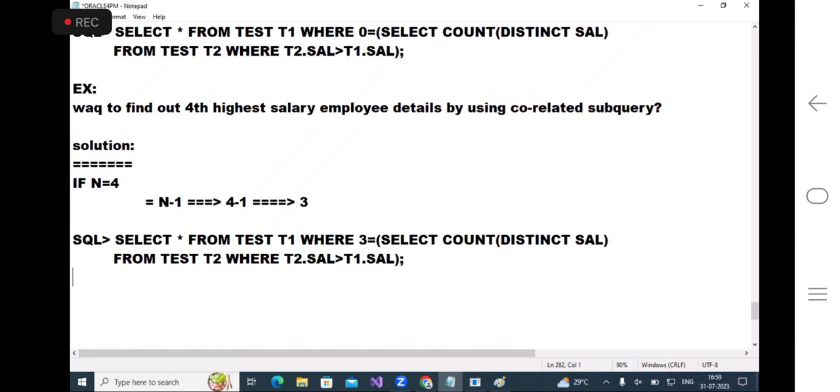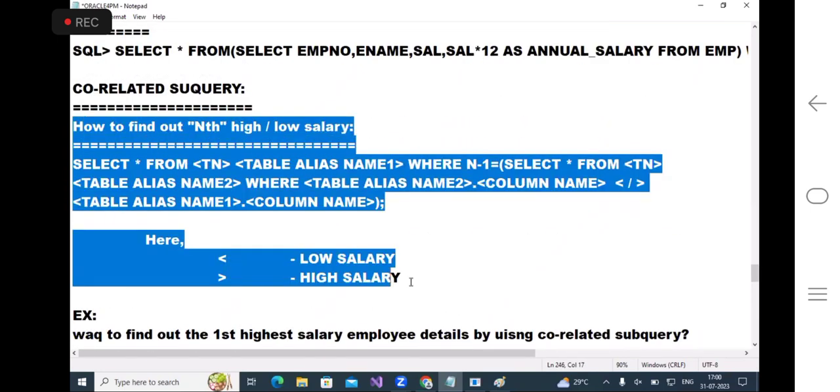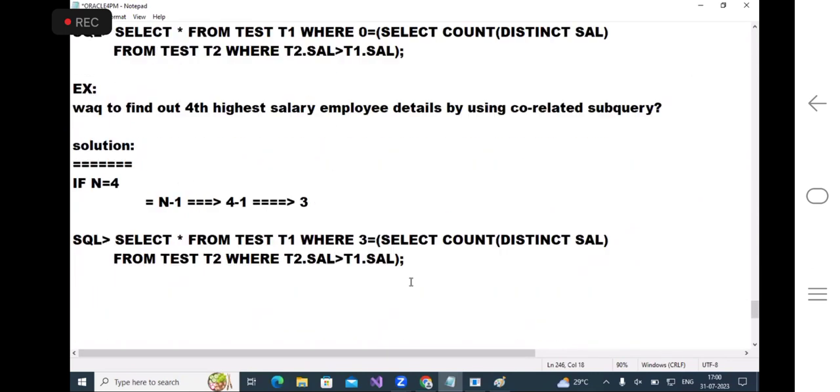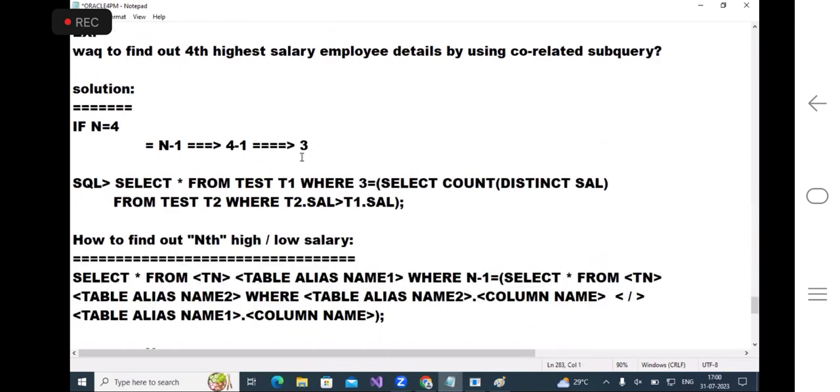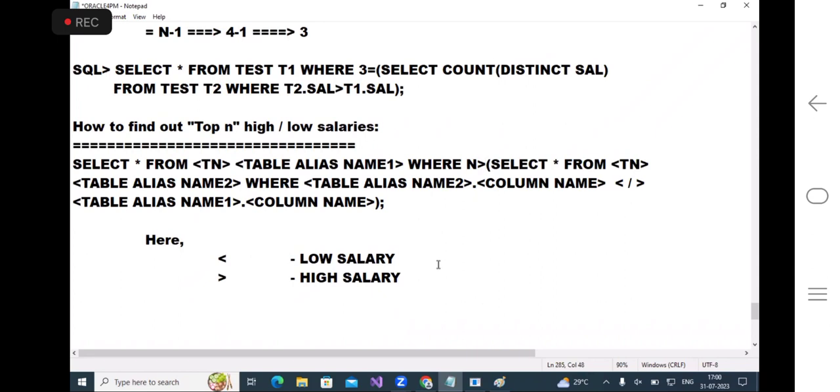Okay, right. This is correlated by using of nth highest salary. How you find out? Same as suppose you need to find out the top n highest salaries, or lowest salaries. Then even though I can use this correlated subquery to another level. So for purpose of what now? Top n highest and lowest salaries. And everything will be same, but here the condition, n greater than, that's it. Remaining all are same, right? So how to find out top n highest and lowest salaries?